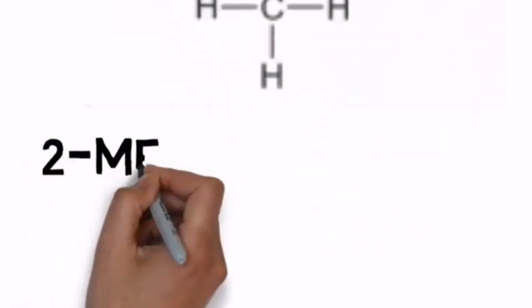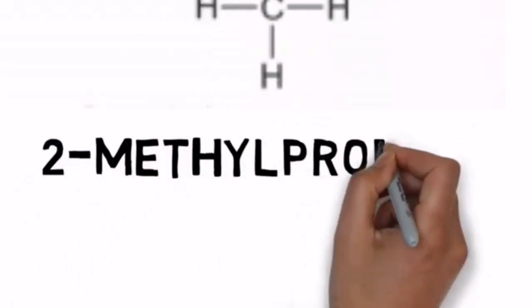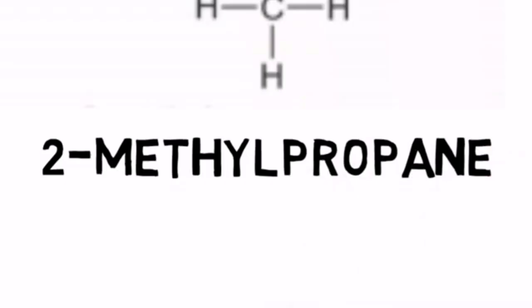Since the branch is in carbon number 2, it is known as 2-methyl propane. After methyl, do not put the hyphen or the dash. You combine the branch name with the IUPAC name of the structure. So it is 2-methyl propane. Why? Because the methyl branch is in carbon number 2. I hope you understood that.